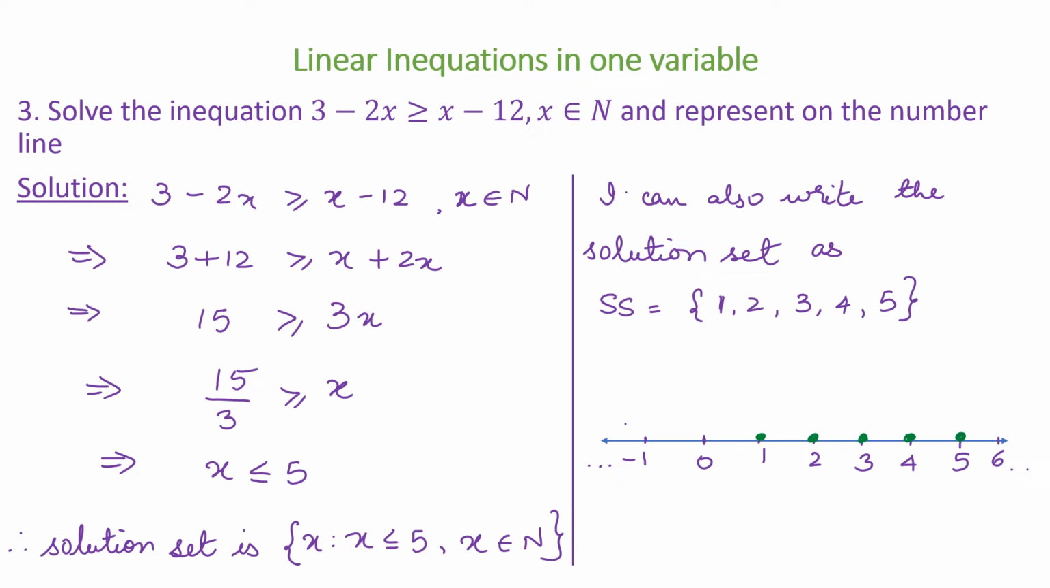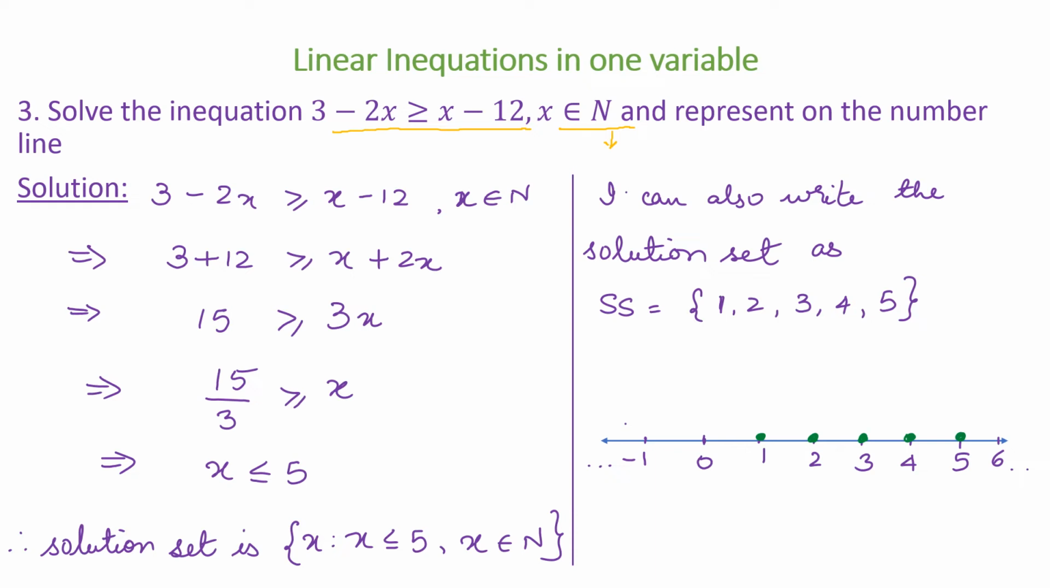Solve the inequation 3 minus 2x greater than or equal to x minus 12, x belonging to N, and then represent it on the number line. In this question, I am going to first underline what I am talking about. This is your algebraic expression which I have to solve. X belonging to N, that is, N is the replacement set, or the set from which my values of x are going to come from.